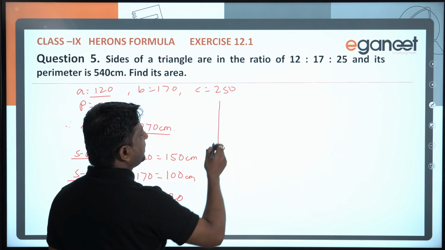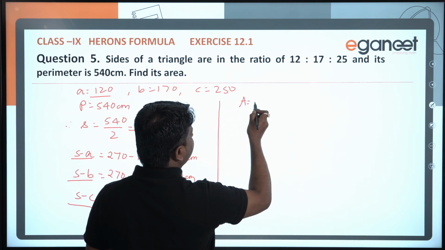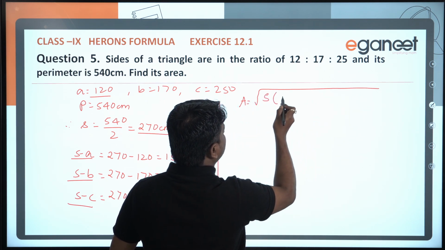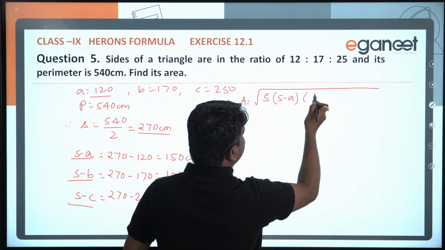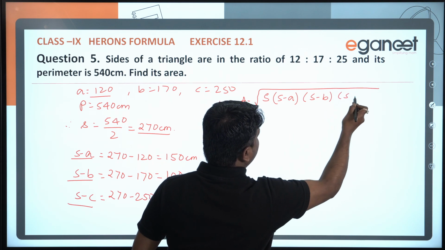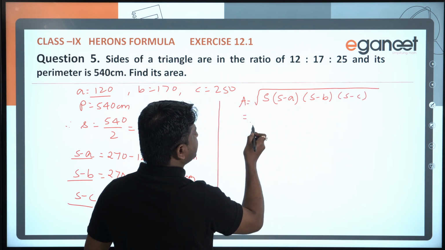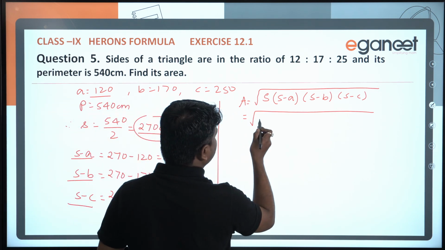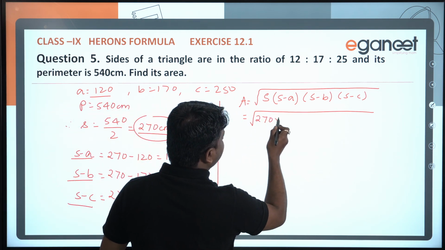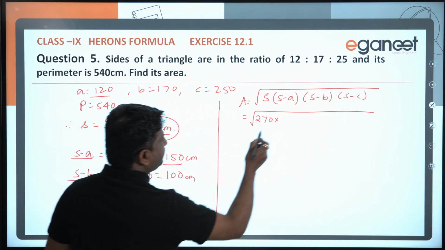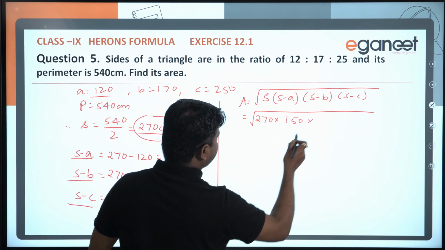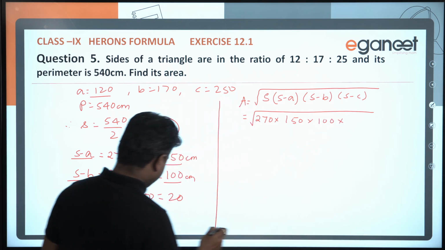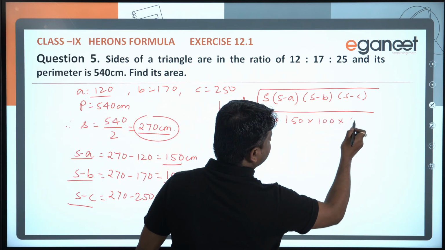Now let's recall Heron's formula. Area of the triangle will be equal to root of S into S minus A into S minus B into S minus C. Now this will be equal to, S is 270, so let me write here 270 into 150, which is S minus A, 100 is S minus B, and 20 is S minus C.